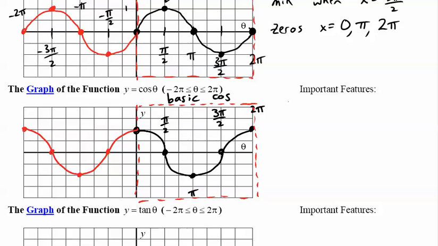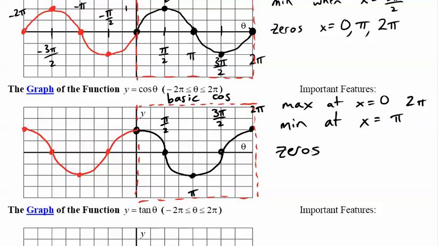So the important things are that the maximum this time is at 0 and 2 pi. The minimum's right in the middle at 180 degrees, or pi. And the zeros are at 90 and 270, or pi over 2, and 3 pi over 2. I can just take that basic shape and copy paste it forever, and I'll get the rest of the graph of cosine.